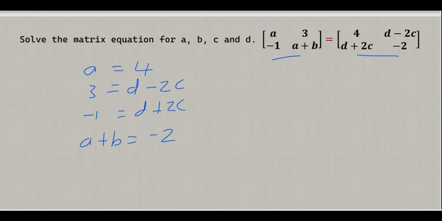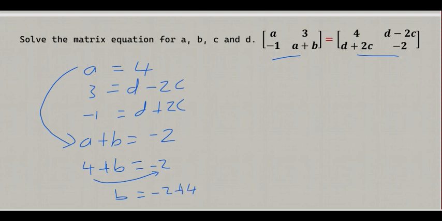Okay, so we already have A right there. So when we have A, you can actually get B. You just substitute so that you'll have 4 plus B is equal to negative 2. We already have A. So if you take this 4 to the other side, you're going to be left with B is equal to negative 2 minus 4, which then actually gives you B is negative 6. So A is 4, B is equal to negative 6. Now you're left with D and C.